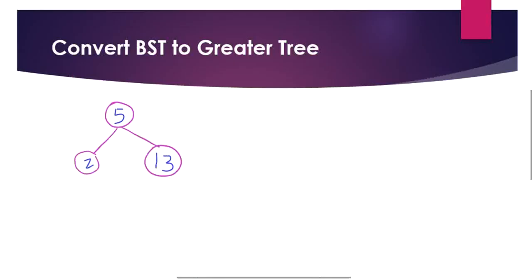So here is an example of a simple binary search tree. Now we are going to construct a greater tree from this search tree. So what is a greater tree? A greater tree's values will be the sum of that value plus all other greater values in the binary search tree. For example, what are the values actually given in the tree? They are 2, 5, 13. So now it should have the sum of that value plus all greater values in the tree.